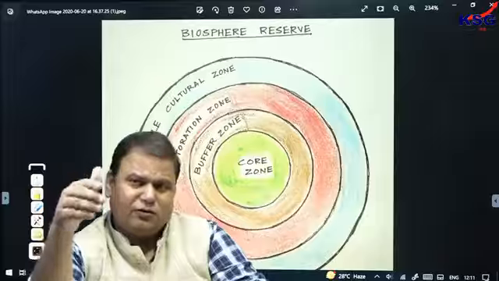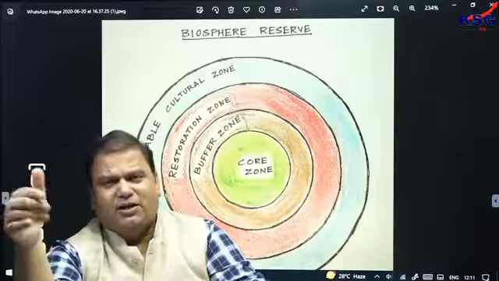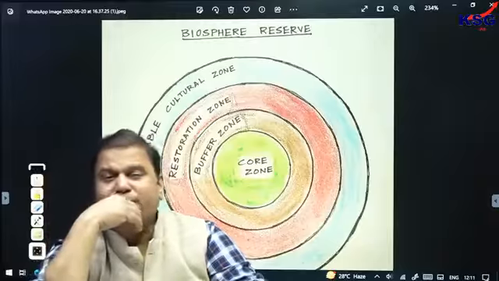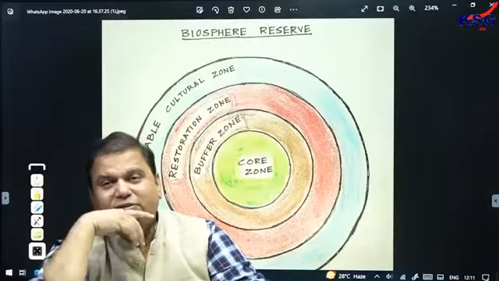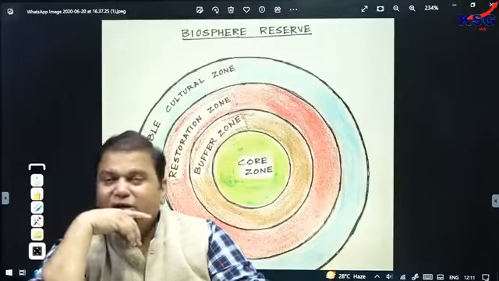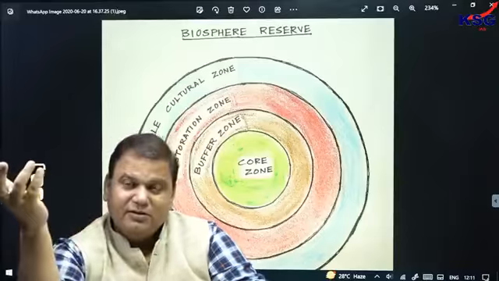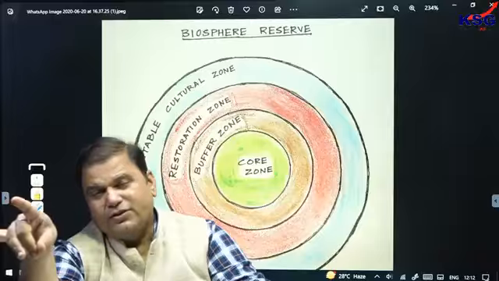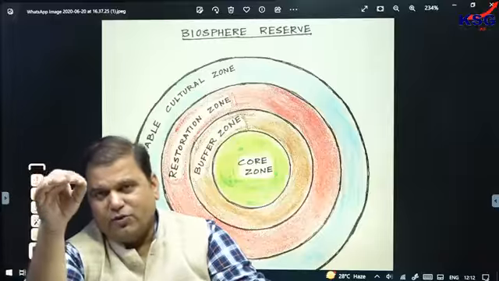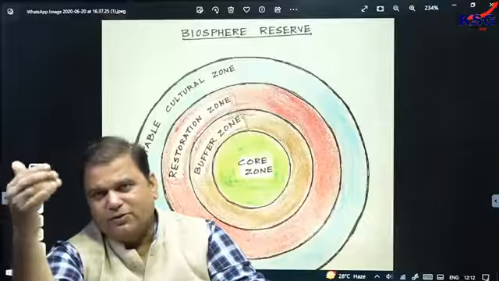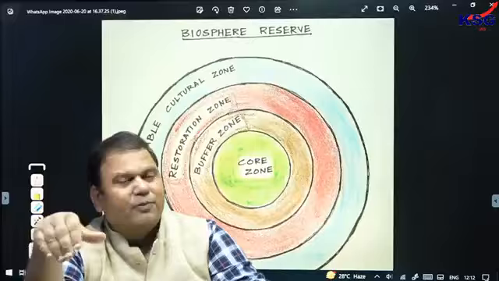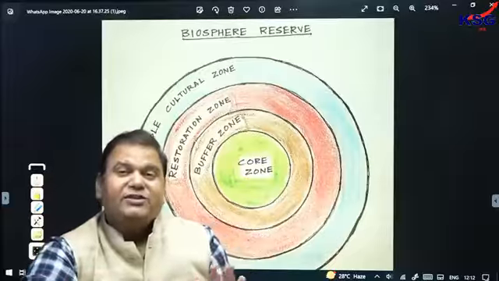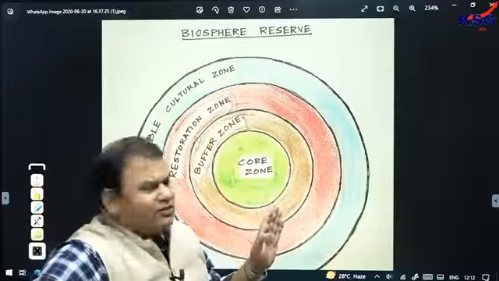Core zones are present not only in biosphere reserves, they are present in national parks and wildlife sanctuaries also. You just now learned that the Supreme Court banned tourism in the core areas of what? In the core areas of national parks. So tourism has been banned. Clear? Core areas would be present in national parks and wildlife sanctuaries also. But what kind of activity would be allowed in core areas? The activities which are allowed in core areas include education, research and training.